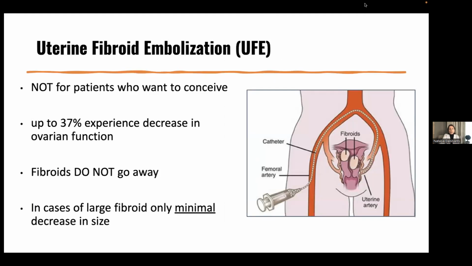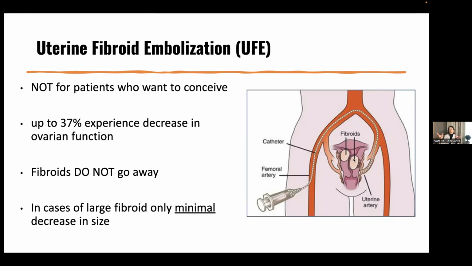What's the issue? It's really not for patients who want to conceive, right? Because think of it this way. Here are your fibroids, let's say this little picture with two fibroids sitting there. Where pregnancy would take place is inside the space, and the fibroids are squishing the uterine cavity, which is where implantation takes place, from both ends. The embolization does not remove the fibroids, right? So if these fibroids are impacting implantation or fertility, they're still going to be impacting fertility in the same way after the embolization. Another issue is that up to 37% of patients will have a decrease in ovarian function.